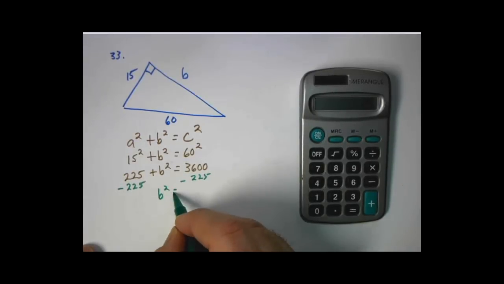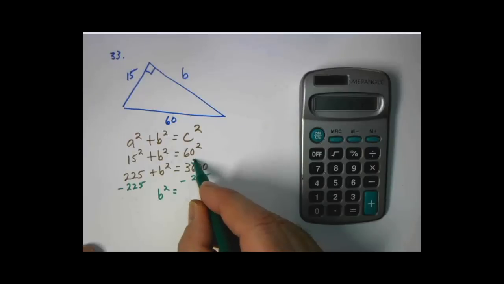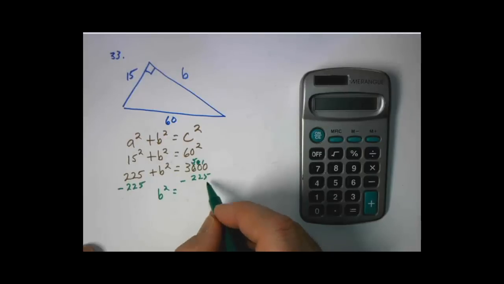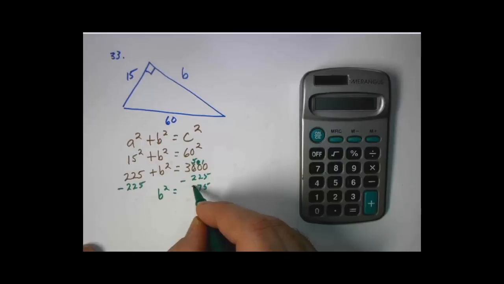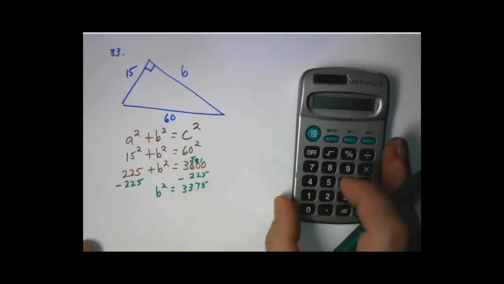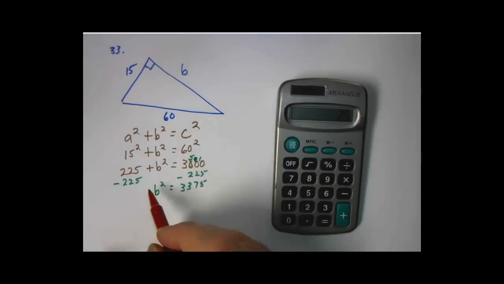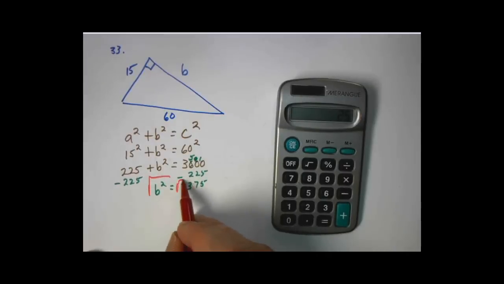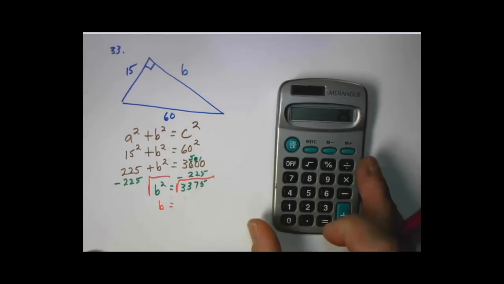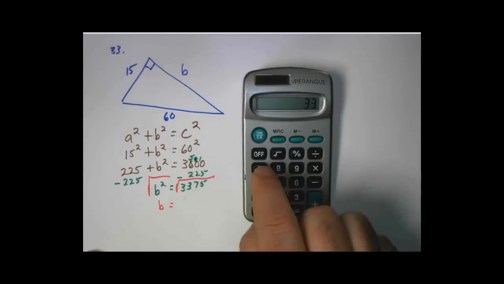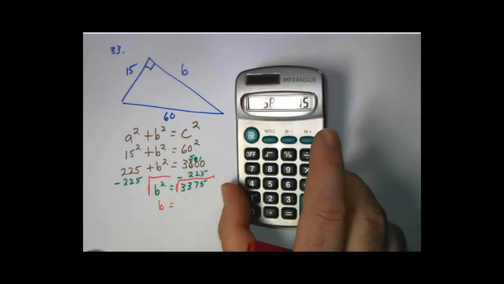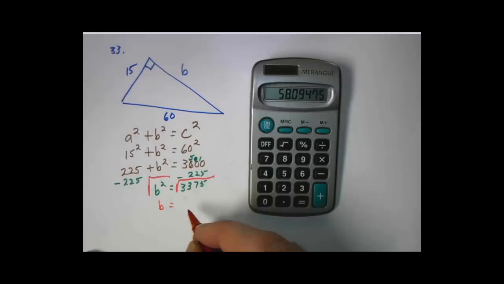So we're going to have b squared is equal to, we're going to have to borrow here, right? And that's going to equal b squared. Well, again, we don't want b squared. We want b, because that's the answer. Right, looking for b. So we have to do the square root of both sides. So b times b is b squared. So b pops out, which is exactly what we want. So the square root of 3375 is about 58.1.